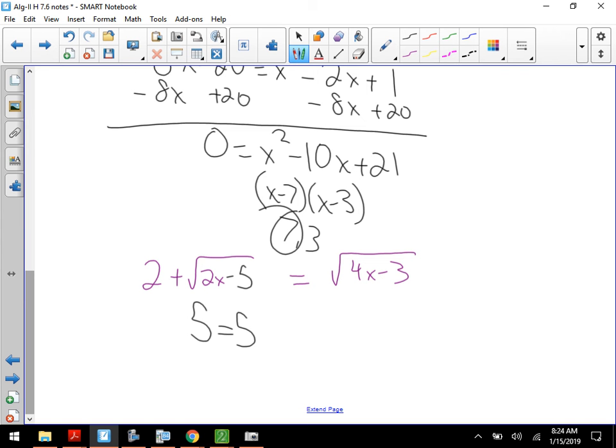And then do that again with 3. 2 times 3, 6. 6 minus 5, square root of 1. 2 plus 1. Okay, so the other one's 3. 4 times 3. 12 minus 3. Square root of 9.